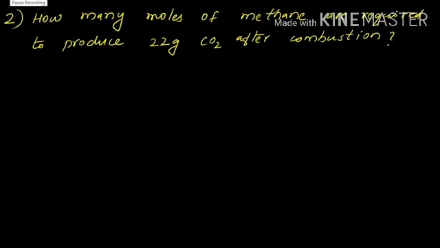Let us do the next problem. How many moles of methane are required to produce 22 gram of carbon dioxide after combustion? Okay, so here you need to find out the number of moles of methane required to produce 22 gram of carbon dioxide after combustion. So here also methane is undergoing combustion. So write the balanced chemical equation for this reaction.